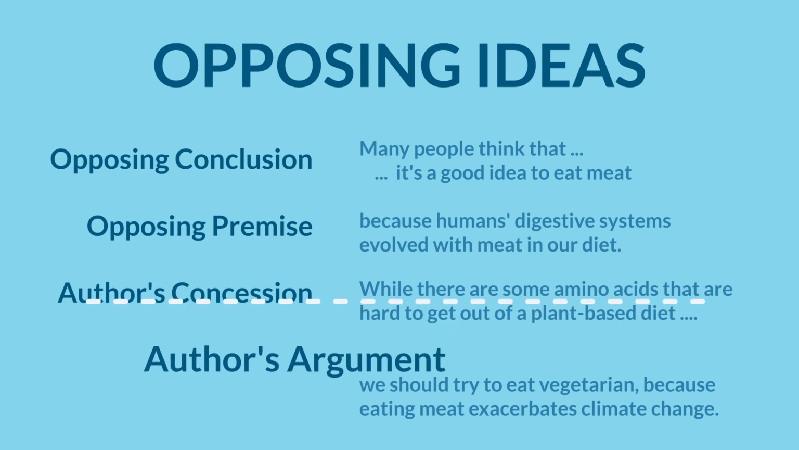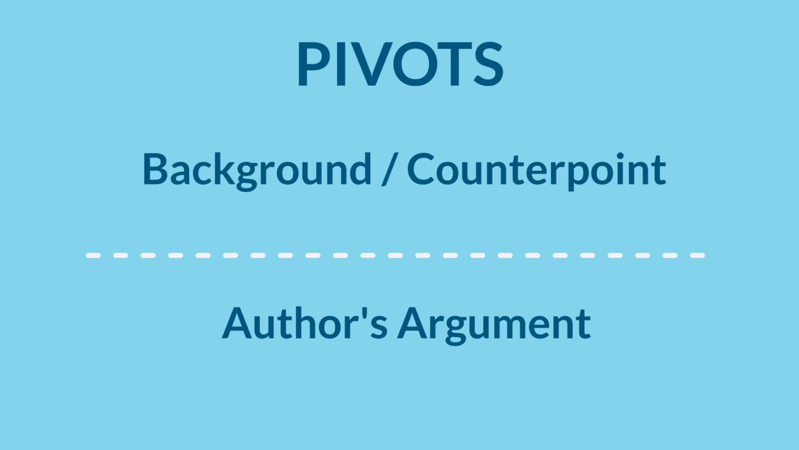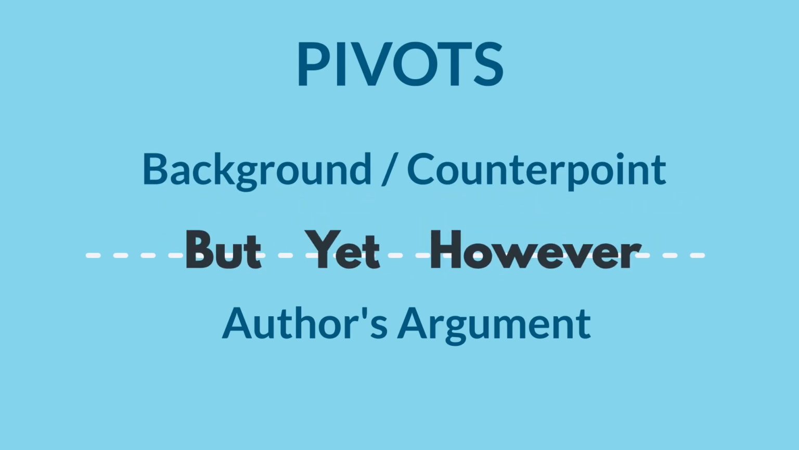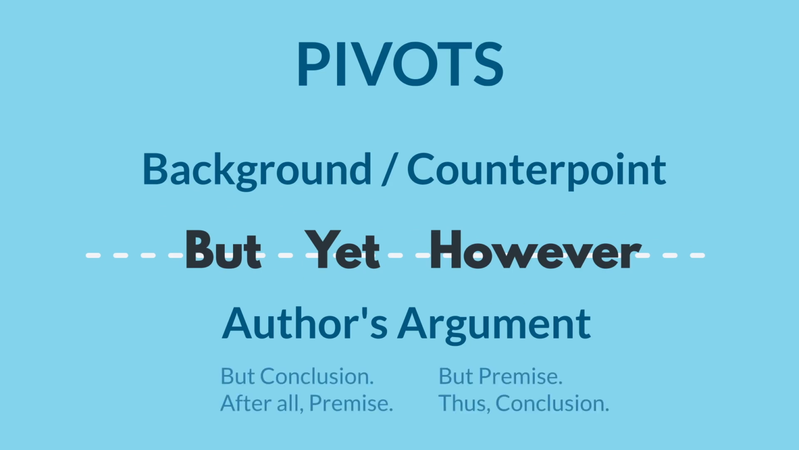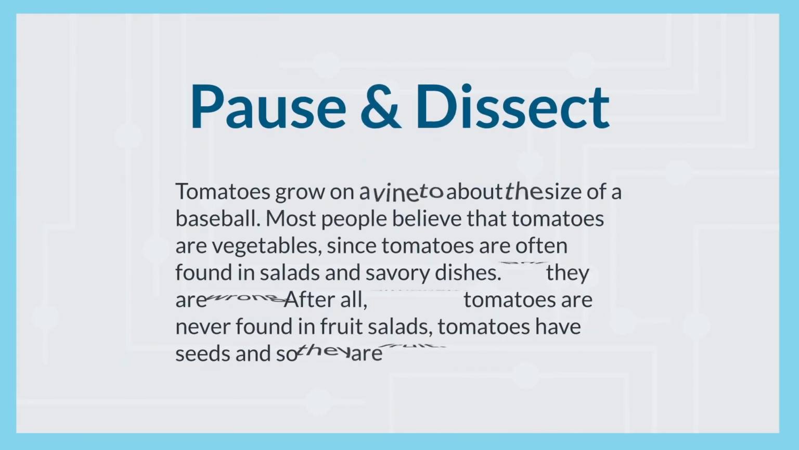That little magic line, of course, is where we expect to see pivots. When we start with background and counterpoint, we expect to hear a but, yet, or however that then moves us into the author's argument. And then at that point, we need to assess whether we're getting conclusion followed by premise or premise followed by conclusion. Okay, let's pause the video, try to dissect this argument and classify all its claims.